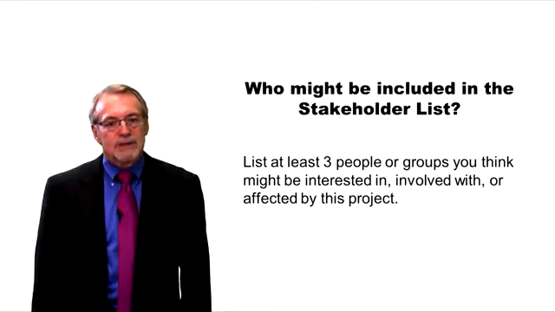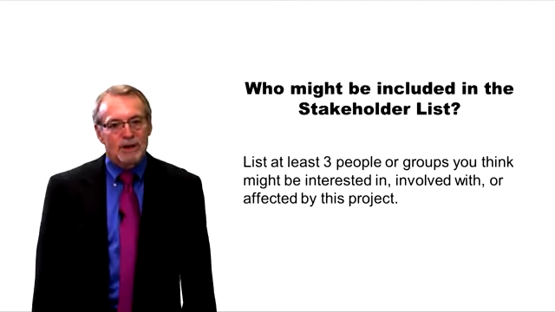What I'd like you to do is just take a moment and think about stakeholders. So on a piece of paper, just list at least 3 people or groups that you think might have some interest in this kind of a project, or be involved in getting this project done, or might be somehow affected by this project. So just take a moment, jot some of those people or groups down, see what you think that might look like.